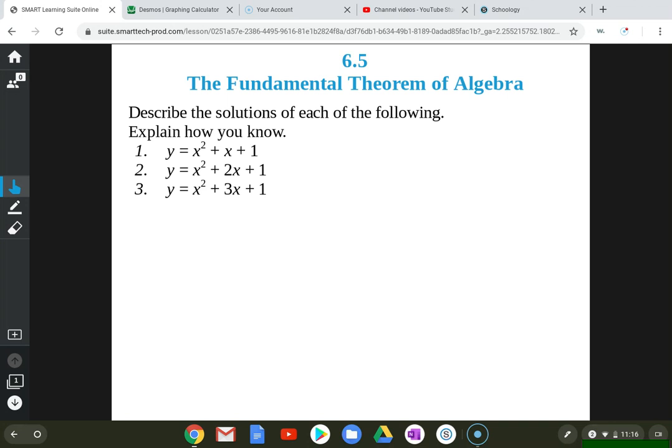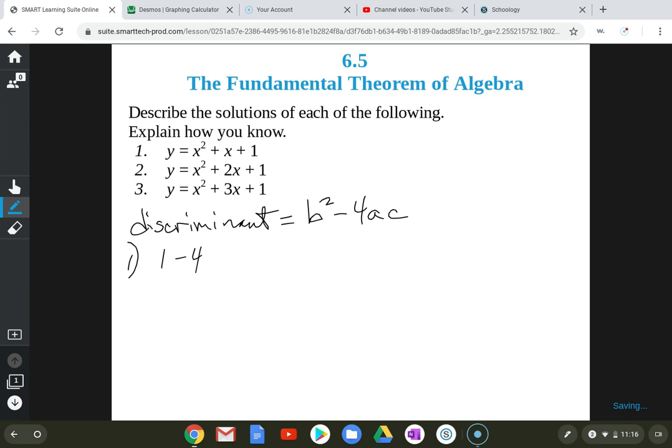So how do we know how many and what types of solutions a quadratic equation has? Let's see if you remember, there is a word that we learned in a previous chapter called the discriminant, which is b squared minus 4ac. So for our first problem, a is 1, b is 1, c is 1. So we have 1 minus 4 times 1 times 1, or negative 3.